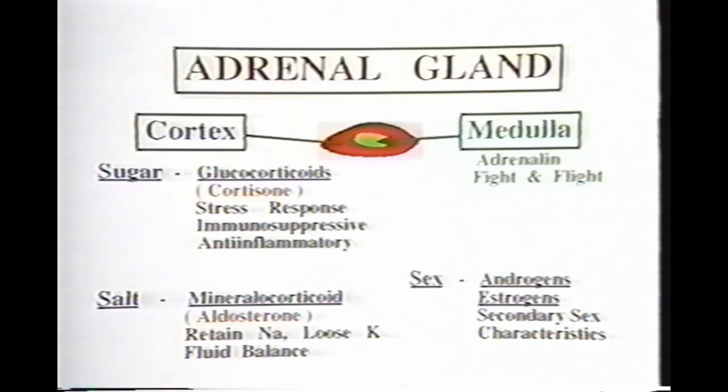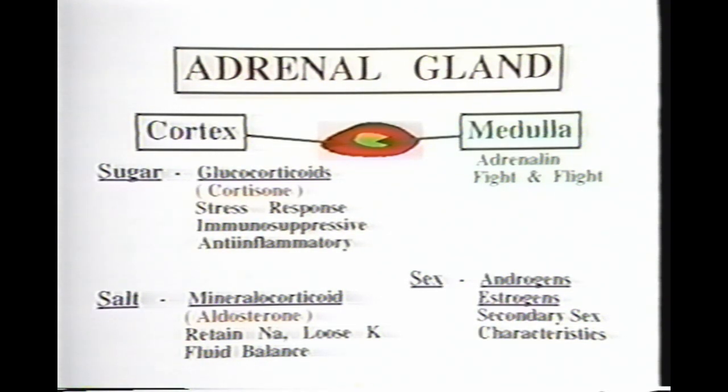Now let's talk about the adrenal cortex. The adrenal cortex is a bit more complicated. It puts out sugar, salt, and sex hormones. And this is a good way to remember it. The official word of the sugar hormones is glucocorticoids. Gluco, sugar. This is cortisol. And cortisol has three really main jobs in the body.